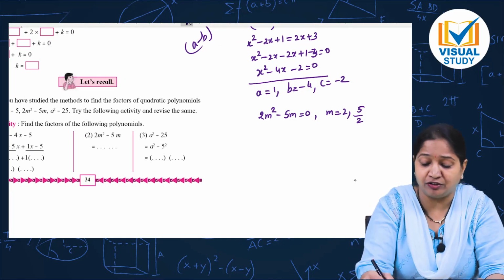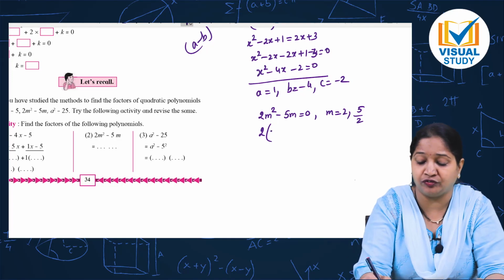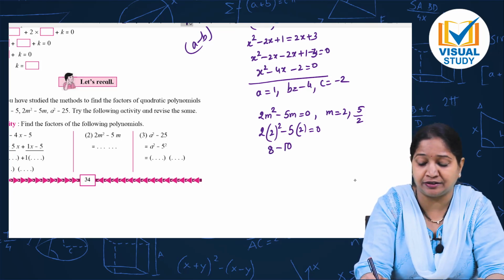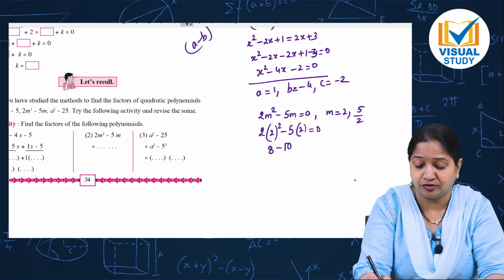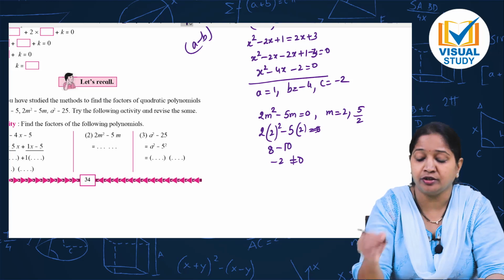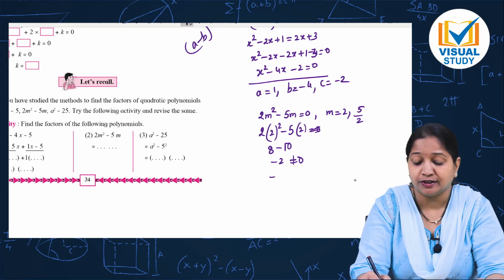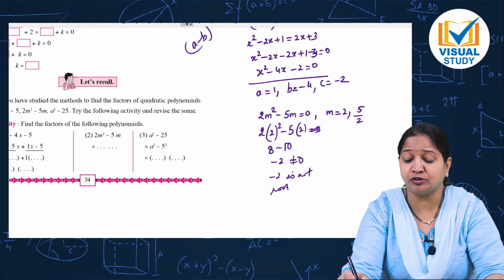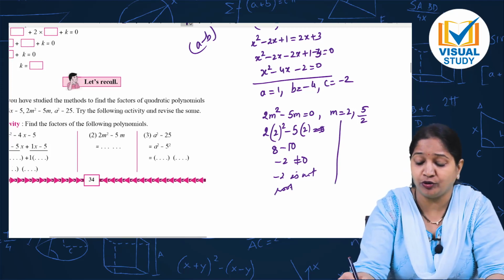By substituting the value of m, you get 2 into 2 square minus 5 into 2 equal to 0. That is 8 minus 10, that is minus 2, which is not equal to 0. So minus 2 is not a root of the quadratic equation. Now again, putting the value of m equal to 5 upon 2.